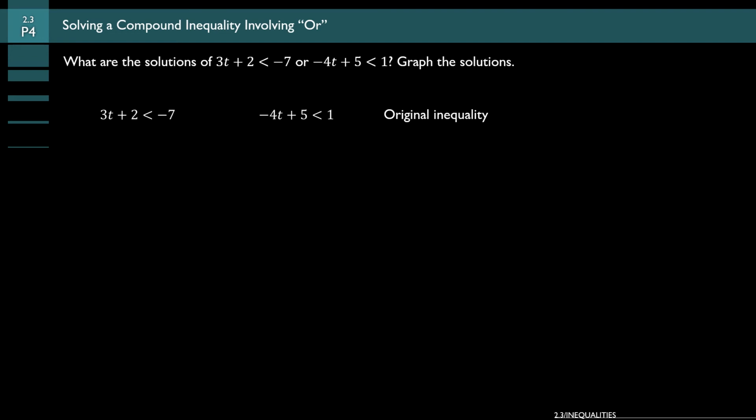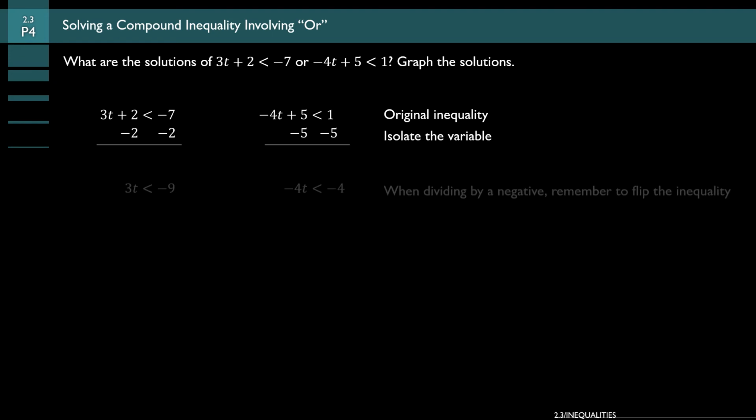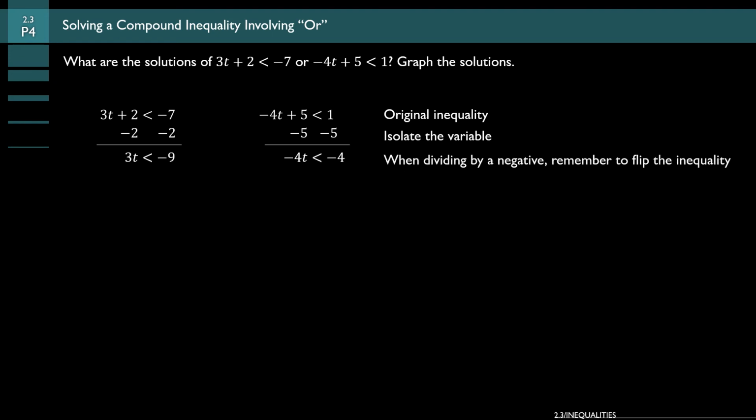On both inequalities, we need to isolate the variable t. So in the first inequality, we're going to subtract 2, and in the second inequality, we're going to subtract 5. That's going to leave us with 3t is less than negative 9, and negative 4t is less than negative 4. Now, since both t's are being multiplied against another number, we're going to divide out those numbers. So in the first inequality, divide by 3. In the second inequality, divide by negative 4. By doing that, we are left with t is less than negative 3 or t is greater than 1.